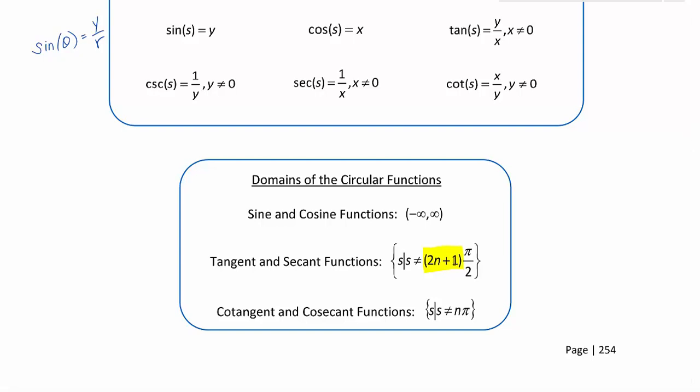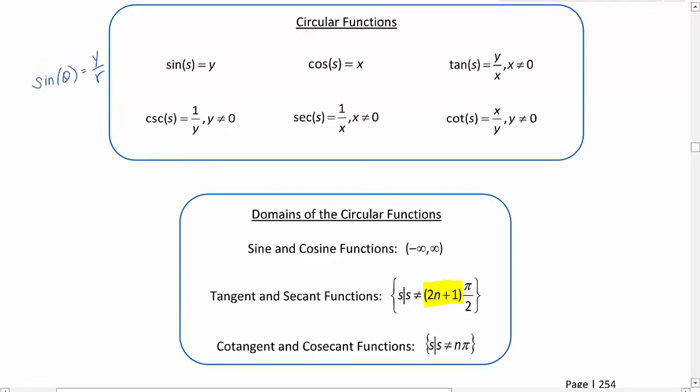So the domain for tangent and secant is anything except an odd multiple of pi over 2. And for cotangent and cosecant, the domain is everything except multiples of pi. So see where it says s is not equal to n times pi. That means any multiple of pi. But these circular functions are just a new way to look at something that we already know.